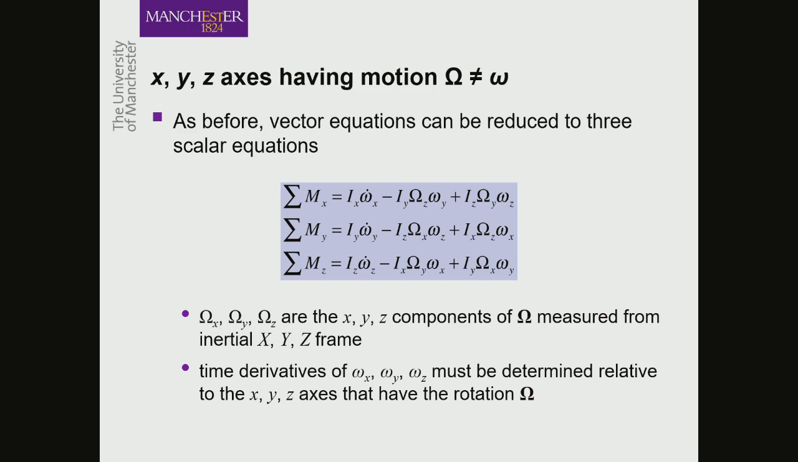I think here one of the most important things is, again, knowing the equations is quite important, but also what the terms in those equations represent, because I advise you to read what they are actually referring to. Capital X, capital omega, X, Y, Z are respective components measured from the inertial frame. And also, the time derivatives are measured with respect to the rotating frame. Correct.